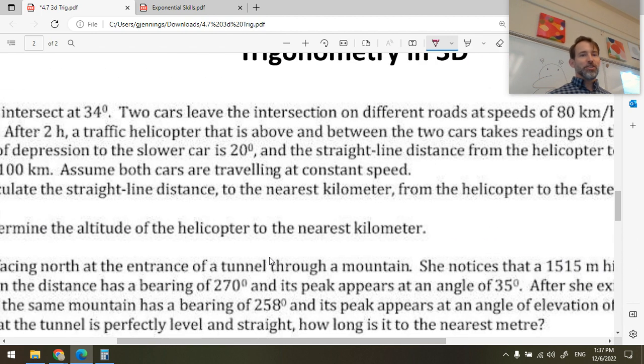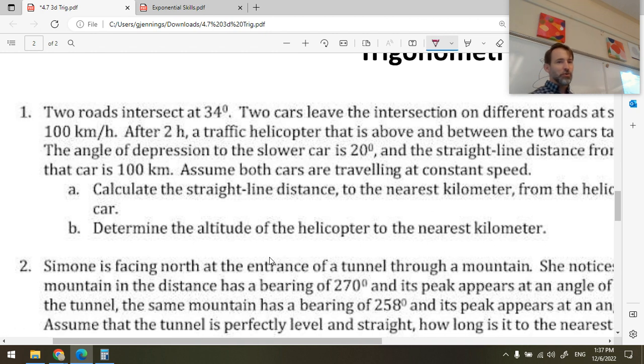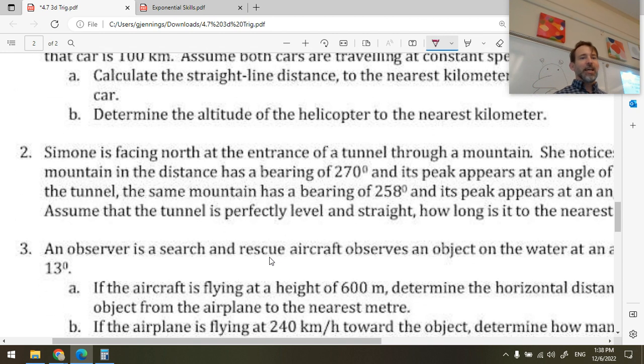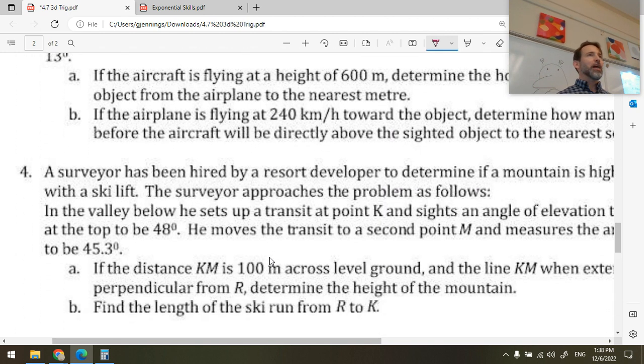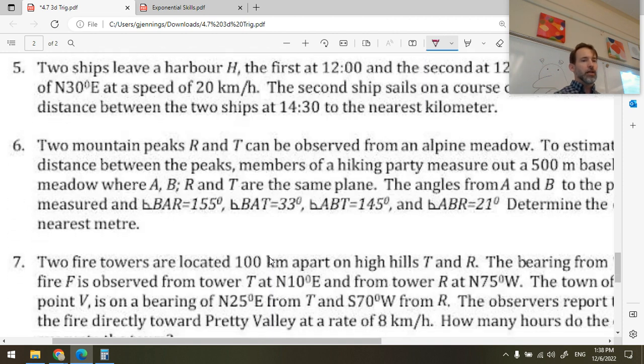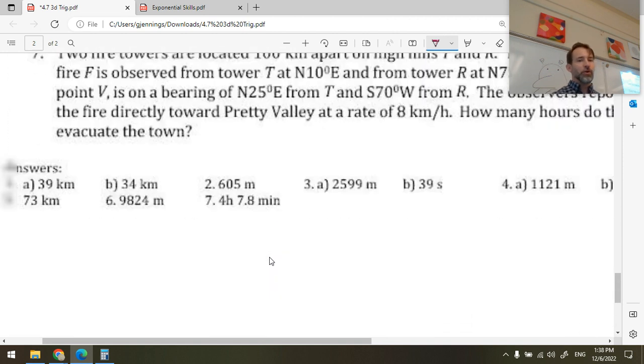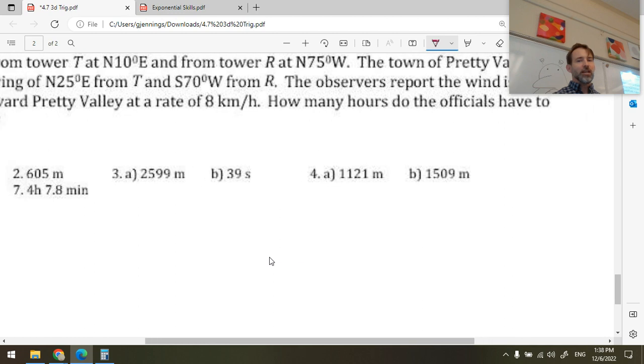The first question is really challenging today. Two roads intersecting at 34 degrees. I would recommend skip that one and come back to it, because I talked to everyone in the morning about that question and there's lots of questions for you to talk about today. So try a different one. Try the last one. Read through the questions and visualize them and find one that you want to work on. There are 7 questions there for you and 7 answers here, and go for it.